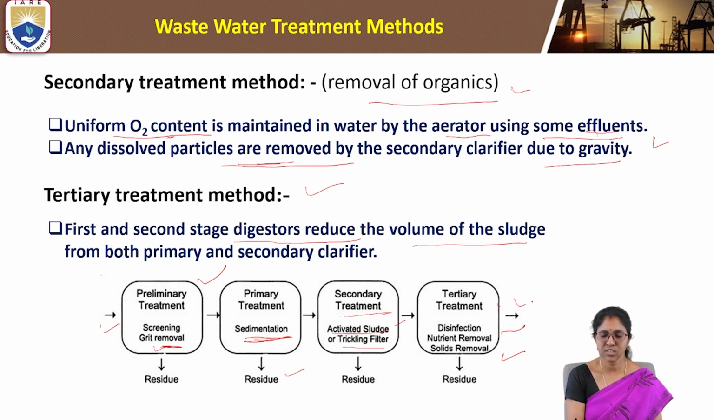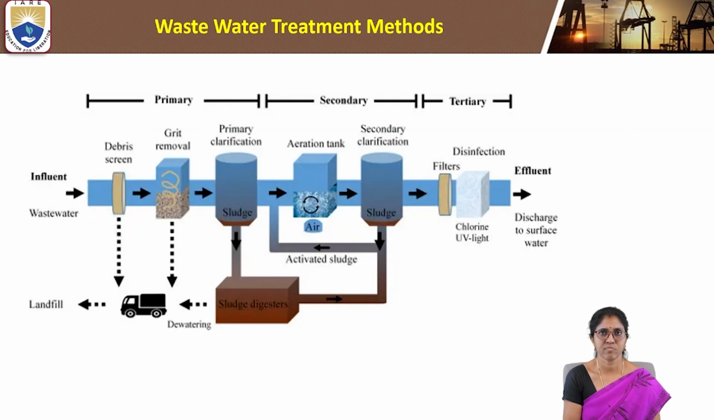And also in tertiary treatment, disinfection of water is taking place. So we are disinfecting the water by using disinfectants, and here also nutrient removal and solid removal are taking place. So these are the primary treatment, secondary treatment, and tertiary treatment of wastewater treatment methods. So this is the flow diagram of primary, secondary, and tertiary treatments. So that is wastewater treatment methods.